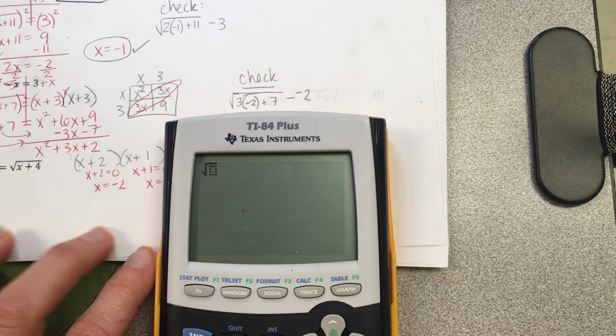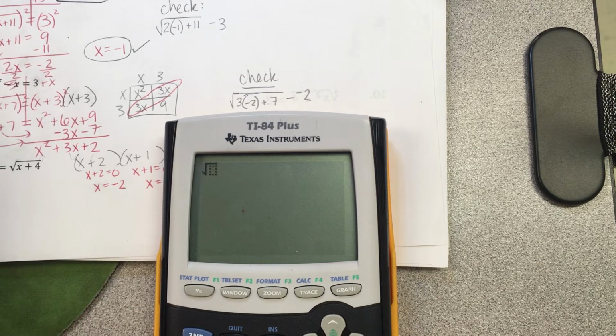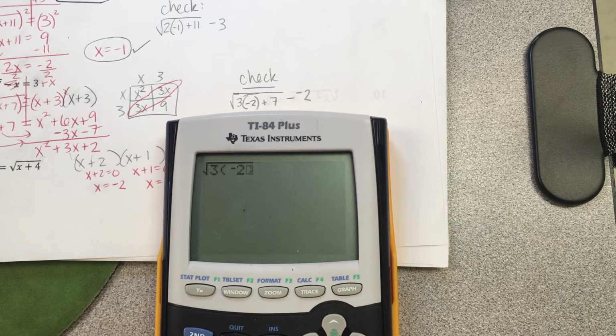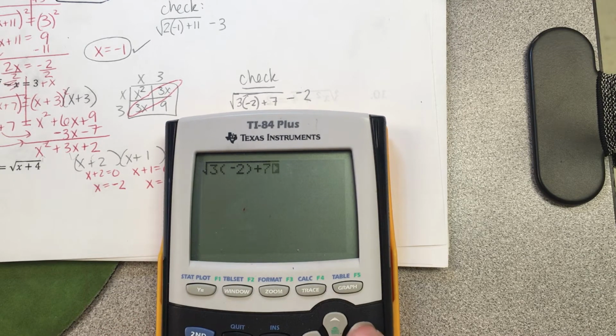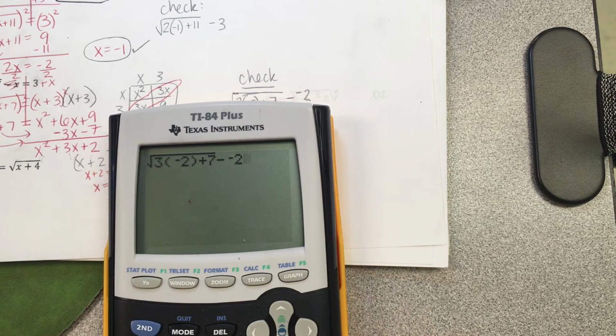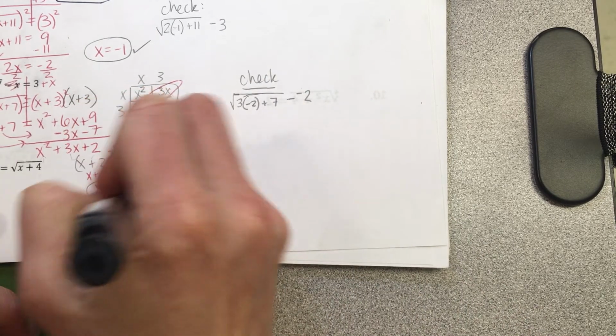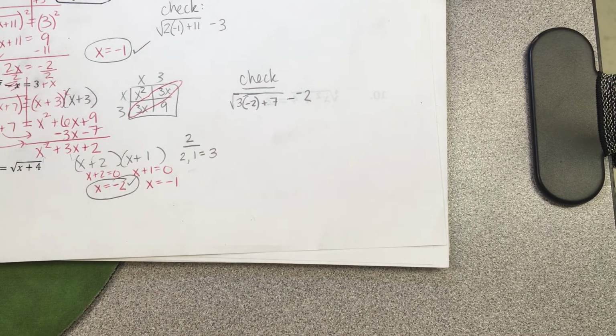Square root 3 parentheses negative 2 plus 7 and then minus negative 2. All right. When you hit enter, it gives me 3. Was that what it was supposed to equal? Yes. Okay. So I'm going to circle that. You can put a check.